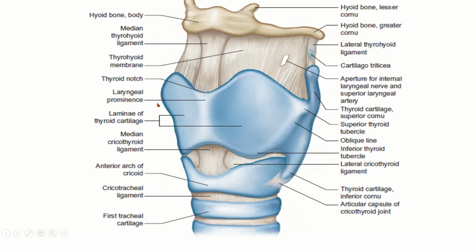You can see here, this is the thyroid cartilage, this is the cricoid cartilage. There is an additional cartilage called cartilago triticea, which lies within the lateral thyroid ligament. Cartilago triticea.